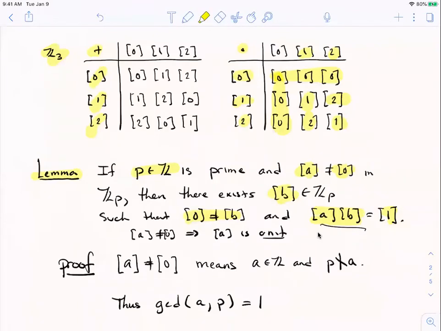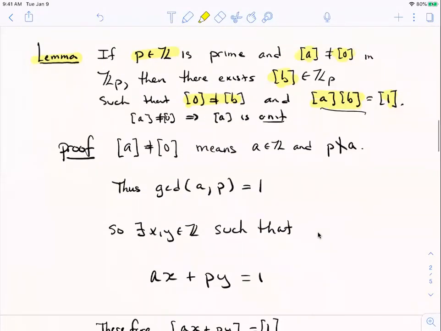So here's how I'm going to try to convince you of that. Take your A that's not 0. If it's not 0 in ZP, it means it's an integer that's not divisible by P. If you're not 0 in ZP, you're not a multiple of P. And because P is a prime, that means that the greatest common divisor of A and P actually has to equal 1. Because P is a prime, it only has 2 divisors, 1 and P. And if P doesn't divide A, then the GCD of A and P has to be 1.